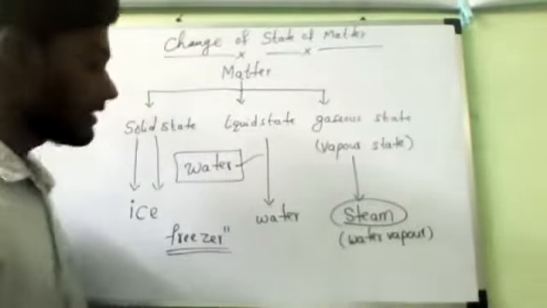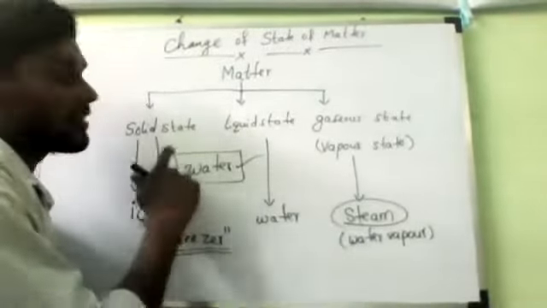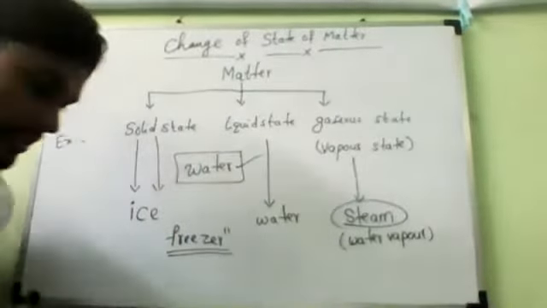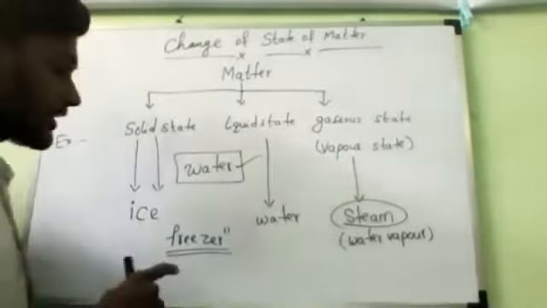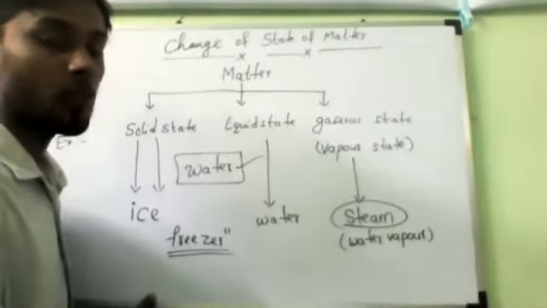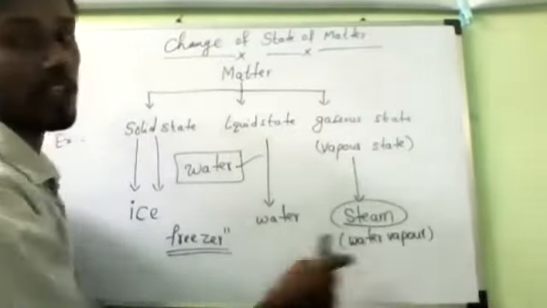You may notice it here: the freezer. The freezer is doing, understand, by reducing temperature, it is making water into solid. Understanding? Now, by increasing temperature, water can be converted into steam.